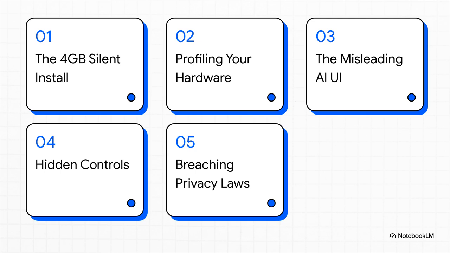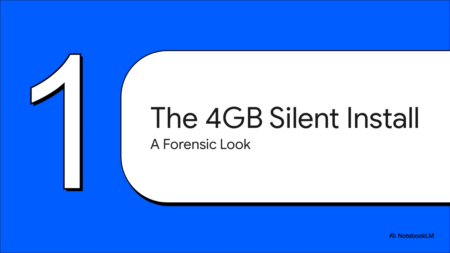So here is the roadmap for our forensic audit today. We're going to start with the mechanics of the silent install, look at how Chrome profiles your hardware, examine the potentially misleading user interface, uncover the hidden controls, and finally, look at the staggering legal implications. Let's get into it. Section 1. The 4 gigabyte silent install.